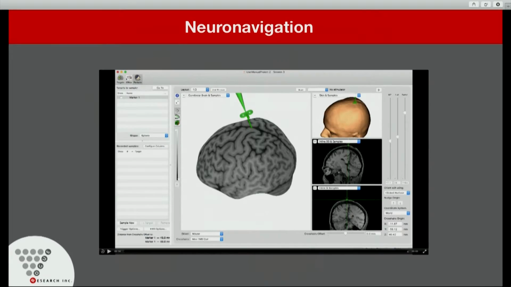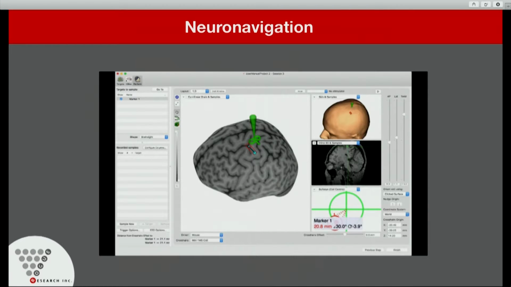Now, that's only half of navigation. So we know where we are, but where do we actually want to go? So instead of looking at someone's head and just freehanding it, you can identify a target in the brain, any target that you want that's based on your research. So you might have identified a location on the brain, and you want to use the stimulator to stimulate that part of the brain and see the reaction.